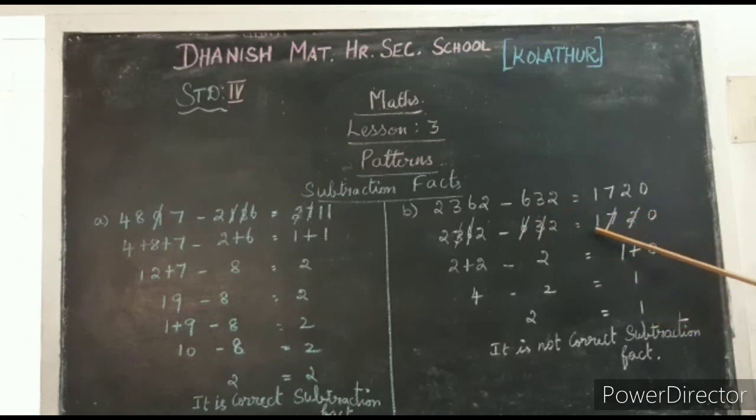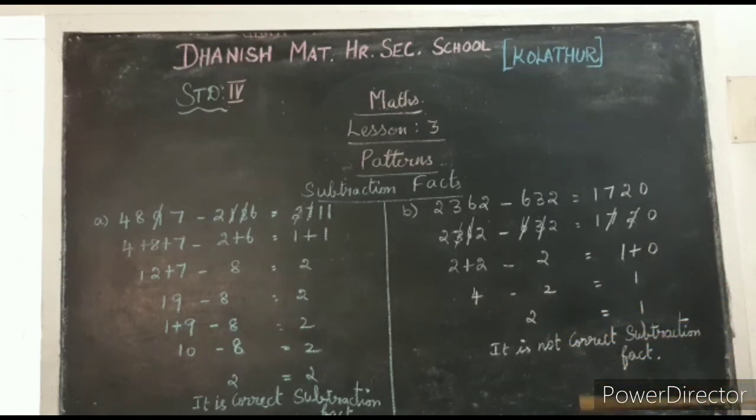2 = 1,720. Here any 9 is there? No. So what is the next step? We have to check any combination of 9 is there. Yes. So 7 + 2 is 9. So cast out 7 and 2. So remaining is 1 and 0. So 2 + 2 is 4 minus 2 = 1 + 0 is 1. So 4 - 2 = 2 and 2 = 1.